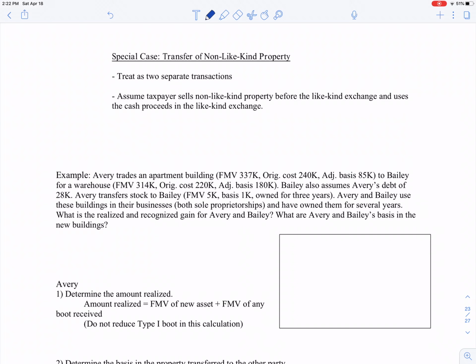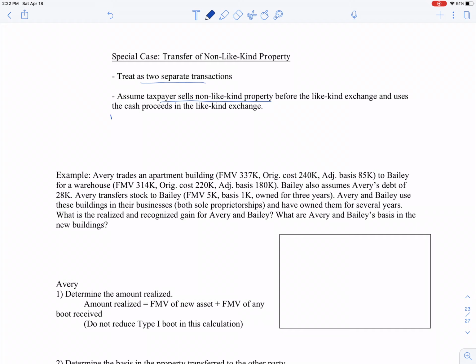All right, we have a special case, which is the transfer of non-like-kind property. And this is just an issue for the person who gives it, not the person who receives it. We're going to treat it as two separate transactions, assuming or pretending the taxpayer sells the non-like-kind property before the like-kind exchange and uses the cash proceeds in the like-kind exchange.